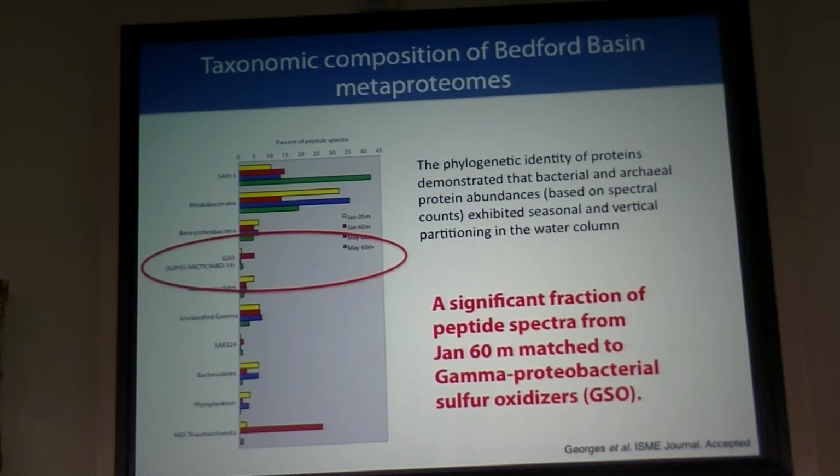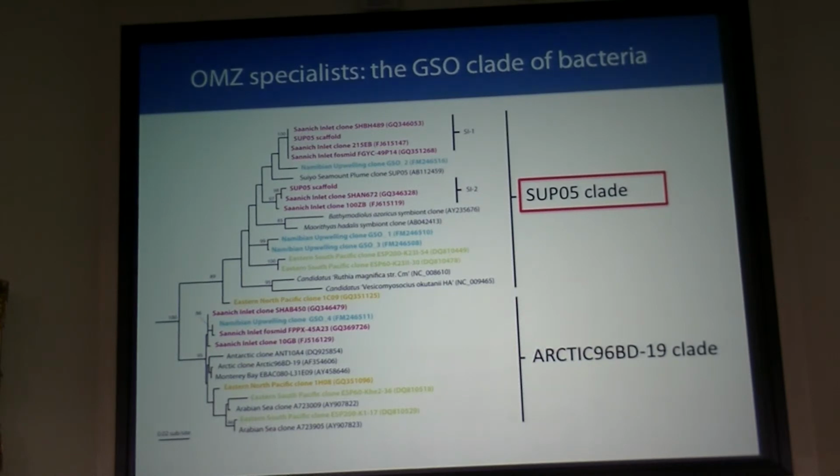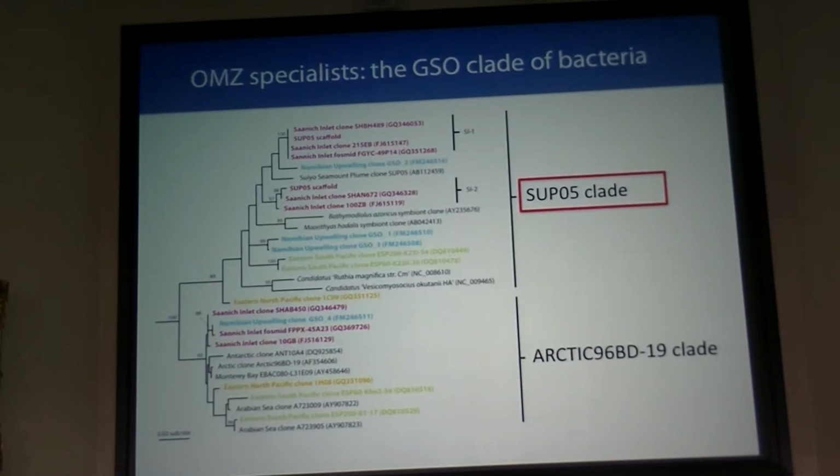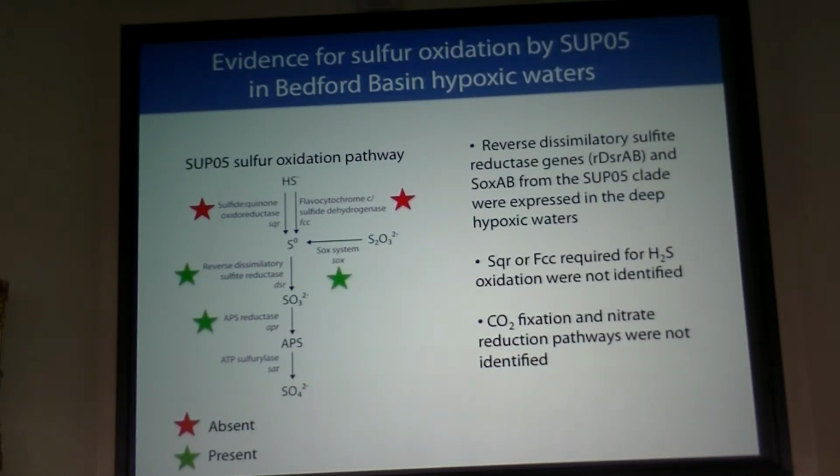And so this is interesting to us because what we want to know now is what are the functions of the protein, and do they tell us anything about what these groups of organisms are doing under these hypoxic conditions in Bedford Basin. So if we look at the SUP5 proteins first, so remember there's two different populations here. One of the interesting questions is what is the difference between SUP5 and Arctic? Is there ecologically distinct populations or the same? So first what we did is we looked at the SUP5 proteins that were expressed.